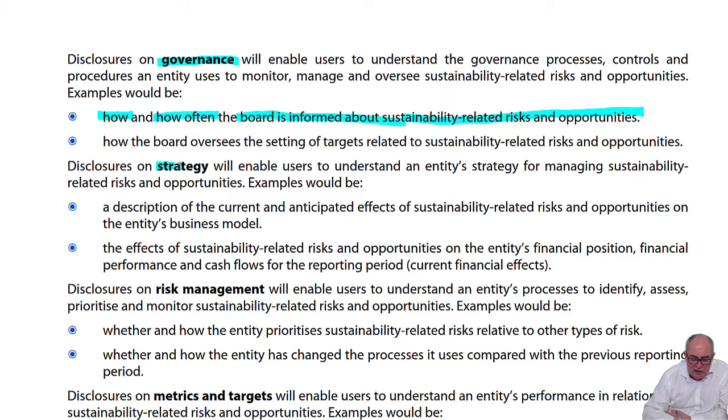Second tier, strategy. So, think about something that's easy to understand. What's the effect of sustainability risks and opportunities on the accounts? The balance sheet or financial position, performance, P&L, and OCI, and cash flows. What's the impact, again, of polluting the river, whatever it happens to be?